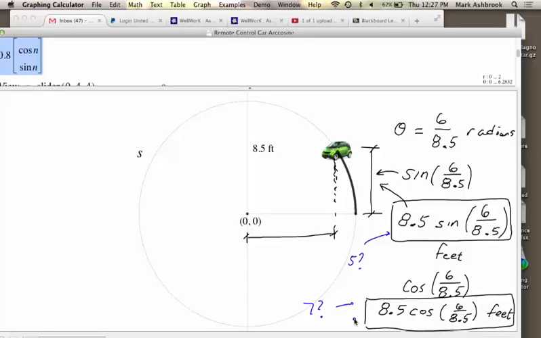So do 8.5 sine of 6 over 8.5. And what do you get? 5.5. Okay, 5.5 feet up, and that makes sense. And then what about 8.5 cosine of 6 over 8.5? 6.5. There you go. So we got about 7.